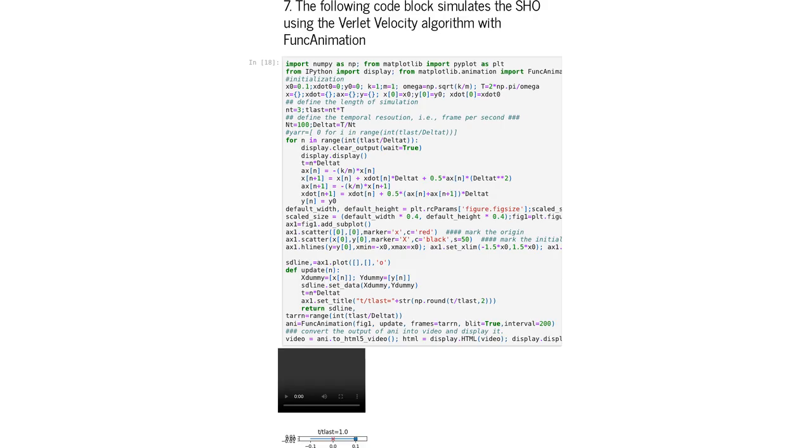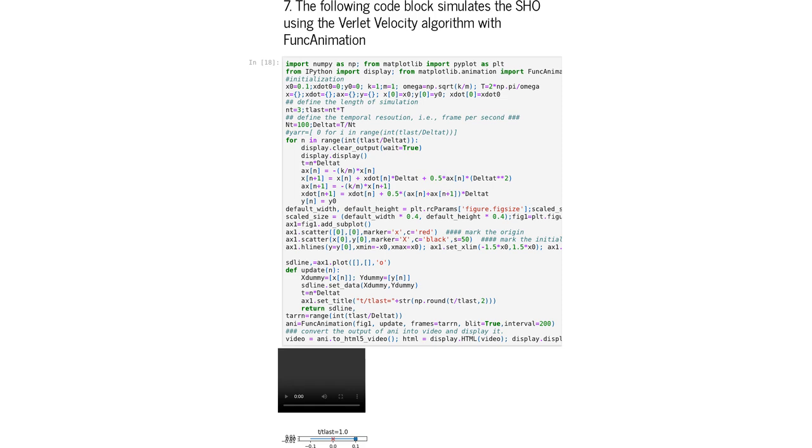The following Python code block will simulate the simple harmonic oscillator using the velocity Verlet algorithm we just discussed. And it will use FuncAnimation from matplotlib to create a visual representation of the motion. First, we import necessary libraries like NumPy for numerical operations and matplotlib for plotting and animation. We then initialize our physical parameters: initial position x0, initial velocity v0, spring constant k, mass m, angular frequency omega calculated as the square root of k divided by m, and the period T.